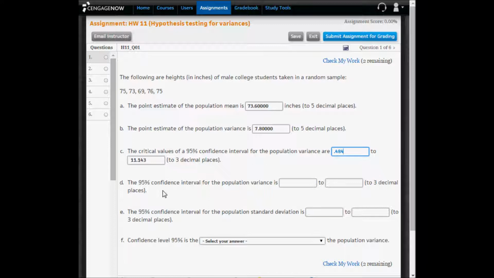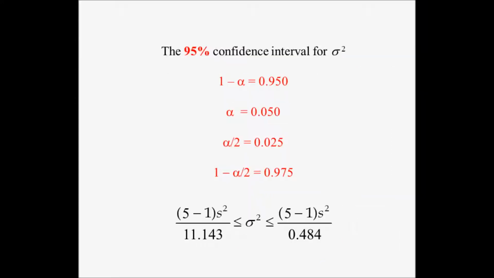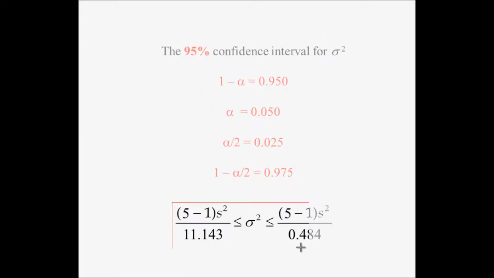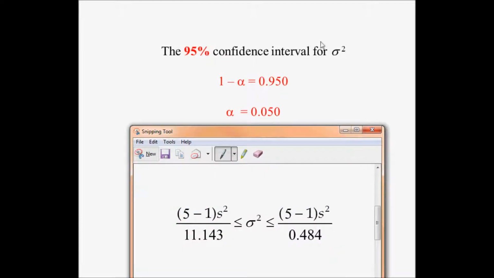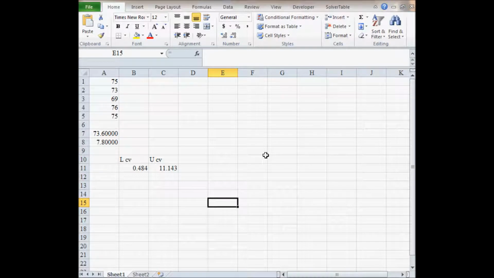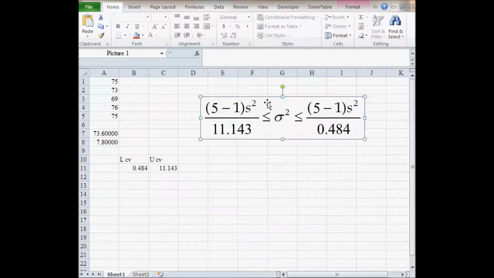Now I'm going to have to actually go and calculate the confidence interval for the population variance. I'm going to do that in Excel. Before I go to Excel, I'm going to grab this equation using the snipping tool, or this inequality. I'm going to paste it right here to guide me.